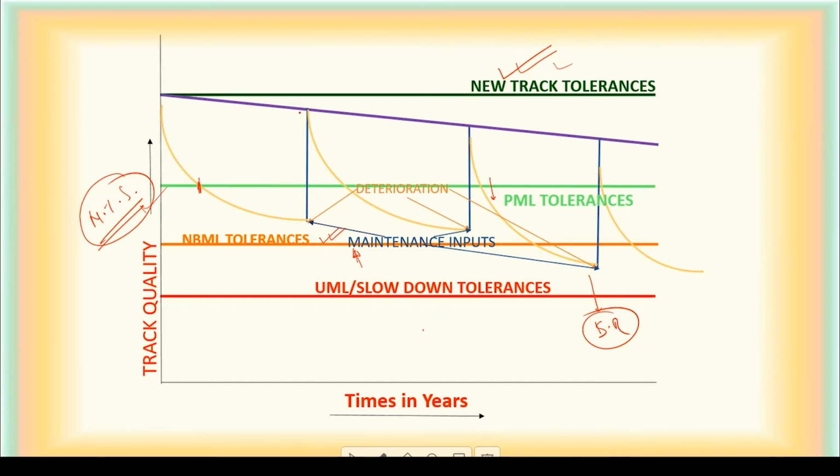Then again maintenance in deterioration will start. Then we will give maintenance input. In similar cycle this will happen. And in the case of NPML, we will keep giving time also. So this is just for your understanding.